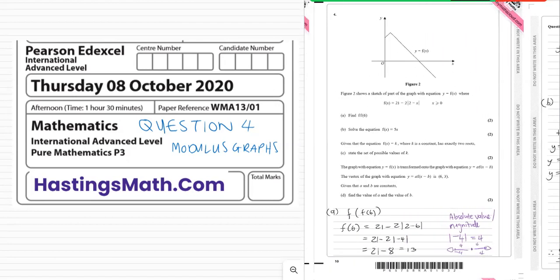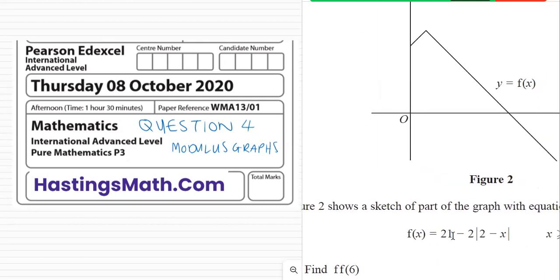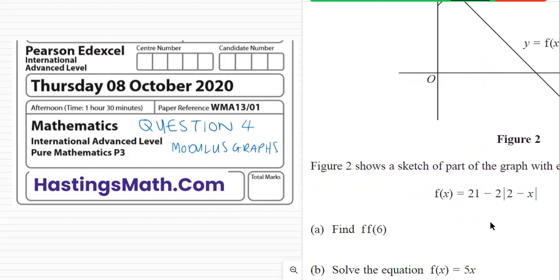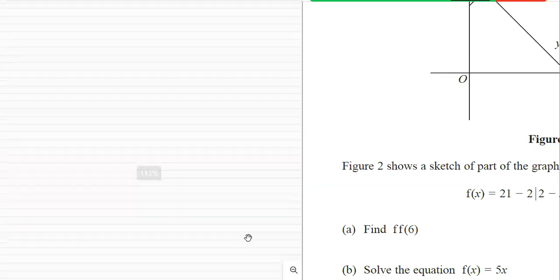Right. So we have a modulus graph. The first part of the question says we have a sketch, y equals f of x, where x has to be larger than 0. Find f of f of f of 6. Okay. So question A.